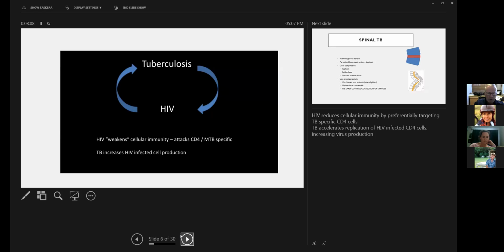Just look at the interaction of HIV and tuberculosis. HIV reduces cellular immunity by preferentially targeting TB-specific CD4 cells, and TB accelerates replication of HIV infection within these cells, increasing virus production. So it's a bit of a vicious circle.